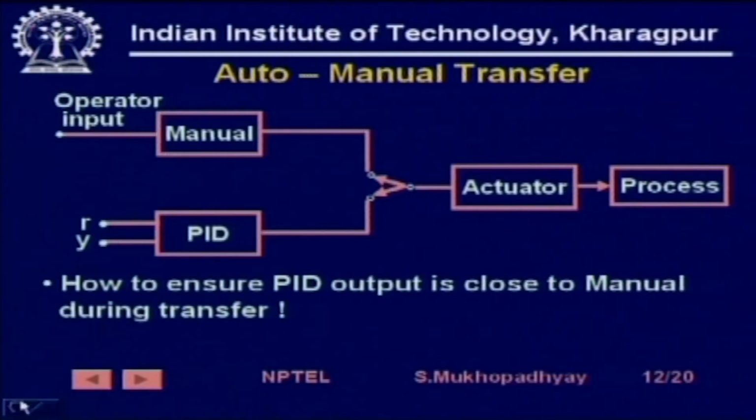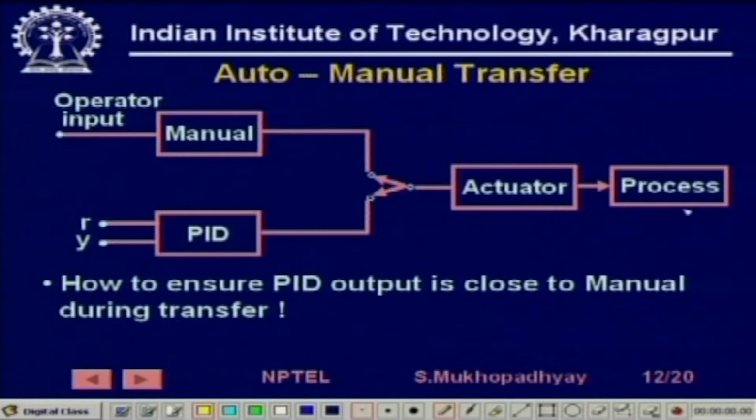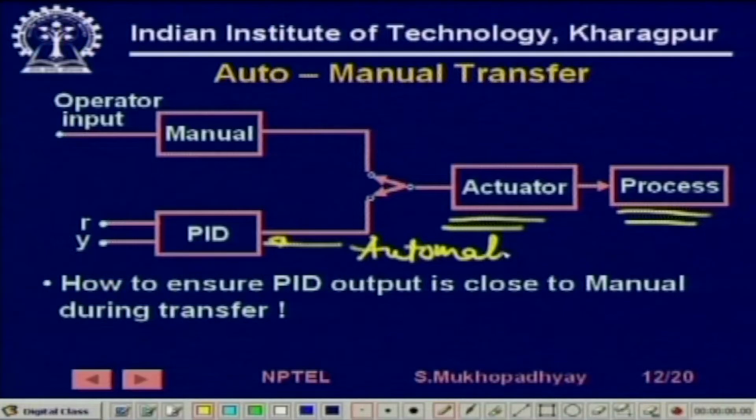So, here you see that this is the process, this is the actuator, and the input to the actuator can come either from the automatic PID controller, or from manual, where the operator is actually giving some input here. And here is a switch, which you can flick, so that the actuator gets its input either from the PID controller or from the manual controller, correct.